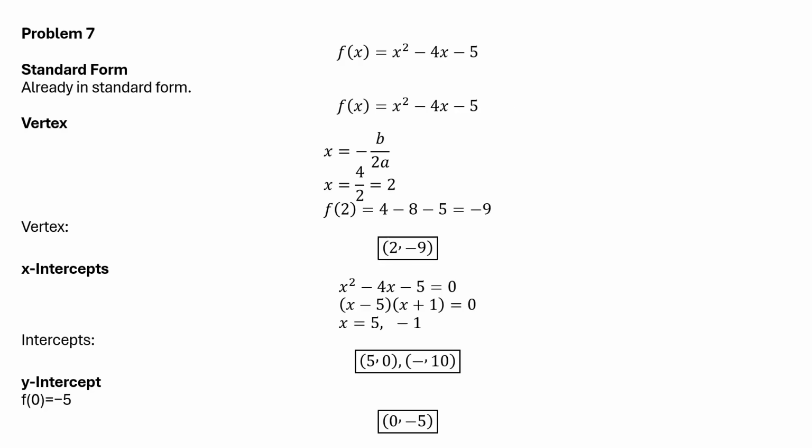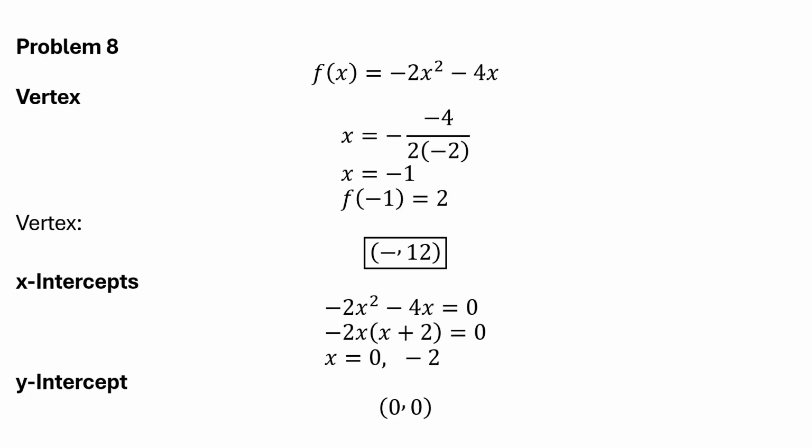The parabola opens upward because the leading coefficient is positive. The vertex occurs at x equals 2 and has coordinates 2, negative 9. The x-intercepts are negative 1 and 5, while the y-intercept is negative 5. The parabola opens downward because the leading coefficient is negative. The vertex is located at negative 1, 2. The x-intercepts occur at negative 2 and 0, and the y-intercept is also 0.